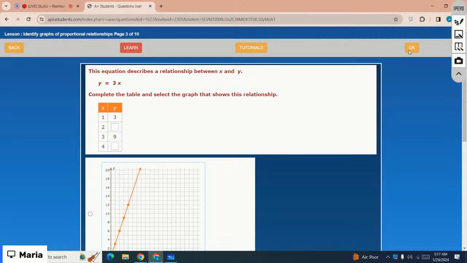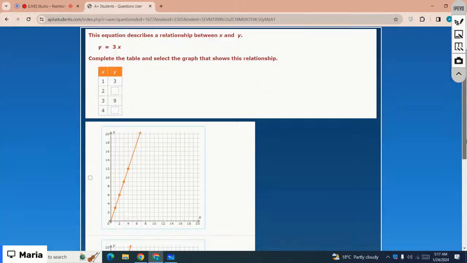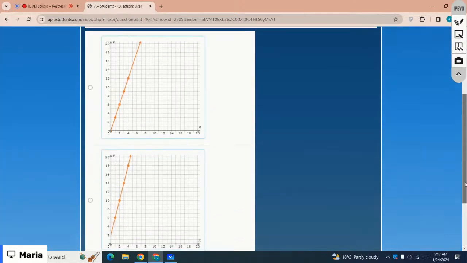This equation describes the relationship between x and y. Y equals 3x. Complete the table and select the graph that shows this relationship. So which is the correct option? Just look at the graphs and see which is the correct option, option 1 or option 2.